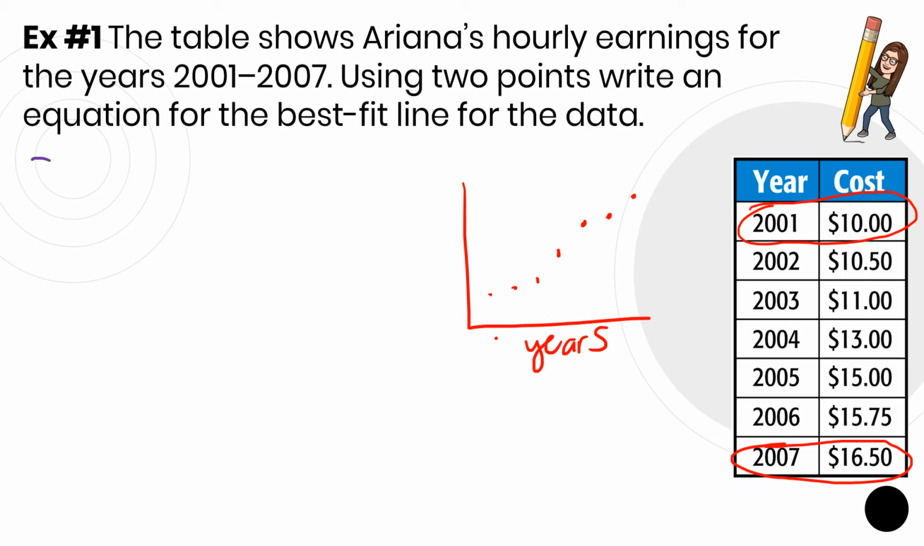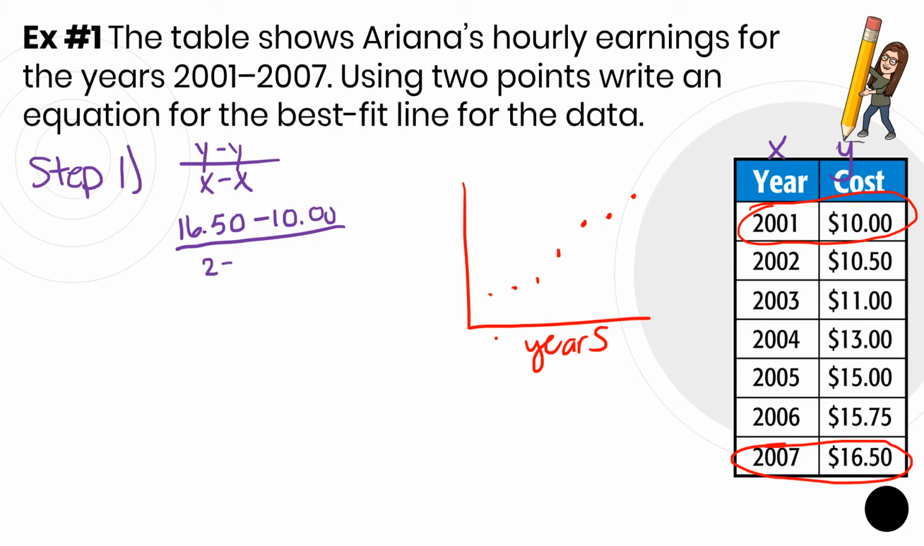So let's go through our steps. Step 1, I need to find slope. Slope is y minus y over x minus x. If you need more support with that, you want to see a previous video. So my first y value, I'm going to start with the largest y value, is 16.50, and we're going to subtract 10, over 2007 subtract 2001.